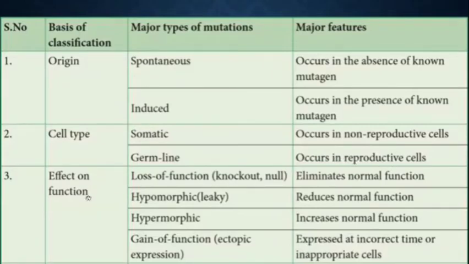Then effect on function. If the mutation happens, what are the effects on their functions? First one, loss of function. The normal function is lost. Knockout or null: knockout means they cannot do any function at all. It stops all the original normal functions and eliminates normal function. That is loss of function.